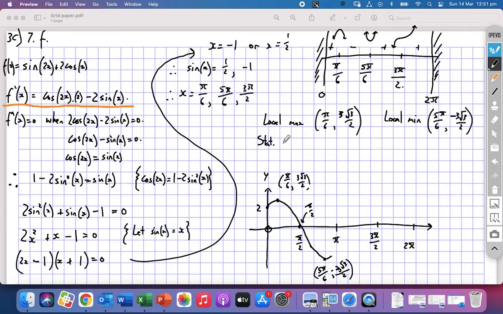No, I'm not. I'm just going to write stat, but that means stationary point of inflection. Please learn to spell it. Inflection. Right. And we've got 3 pi on 2. And we're going to have to go and find out.